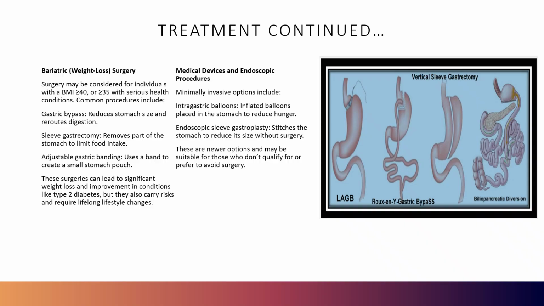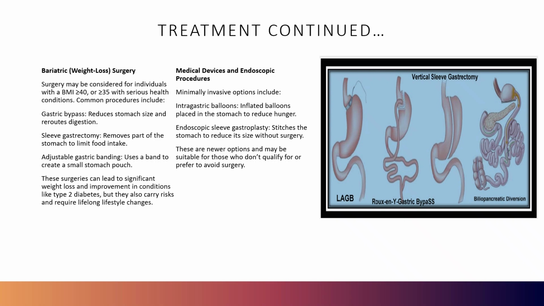Other choices could be surgery. Bariatric weight loss surgery is one choice. Surgery may be considered for individuals with a BMI greater than 40, or greater than 35 with serious health conditions. Common procedures include the gastric bypass, which reduces the stomach size and reroutes digestion. Sleeve gastrectomy removes part of the stomach to limit food intake. Adjustable gastric banding uses a band to create a small stomach pouch. These surgeries can lead to significant weight loss and improvement in conditions like type 2 diabetes, but they also carry risk and require lifelong lifestyle changes.